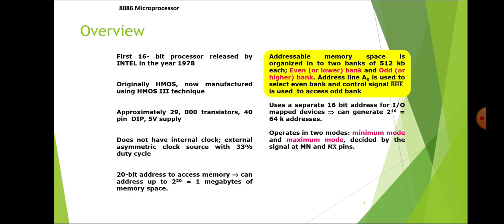Now, addressable memory space is organized in two banks of 512 KB each: the even or lower bank, and the odd or higher bank. Address line A0 is used to select the even bank, and control signal BHE is used to access the odd bank. In the coming lectures I will show you the different signals and their pins in the pin diagram, and then you will come to know.